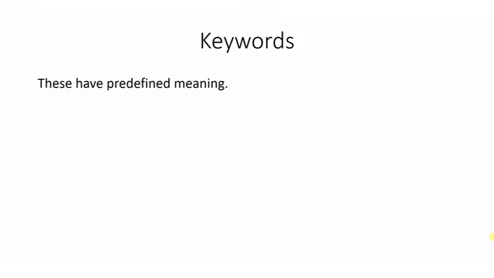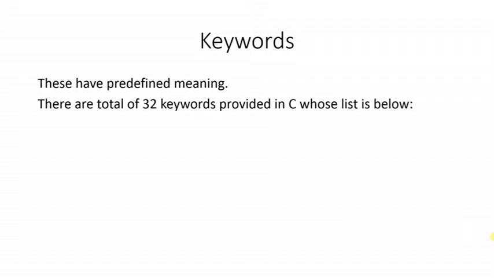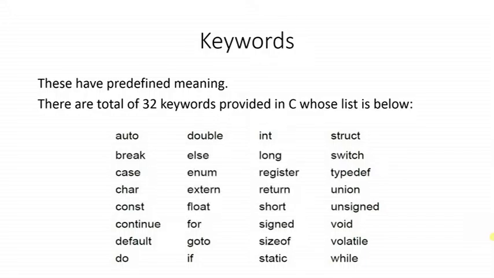Now let's just move our discussion to keywords. Keywords have predefined meanings, so you cannot use them as a variable. If you are using them as a variable, that means you are going to redefine them, which is not possible. In total, C provides you with 32 keywords that are listed below. It's auto, break, case, char, const, etc.